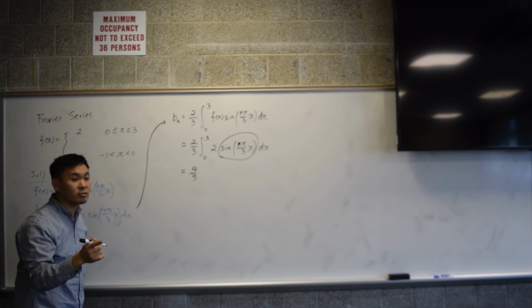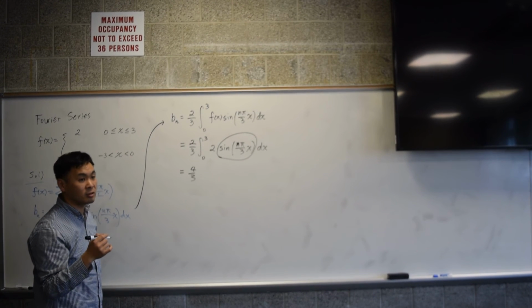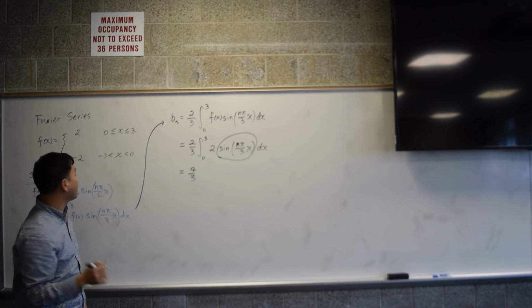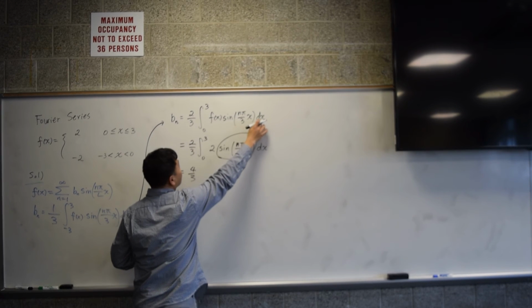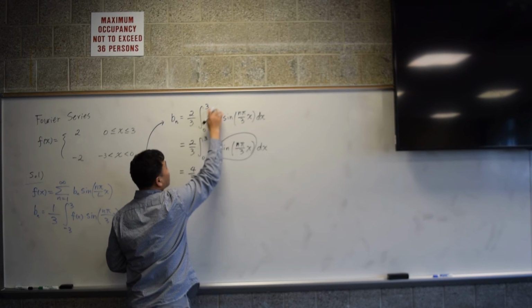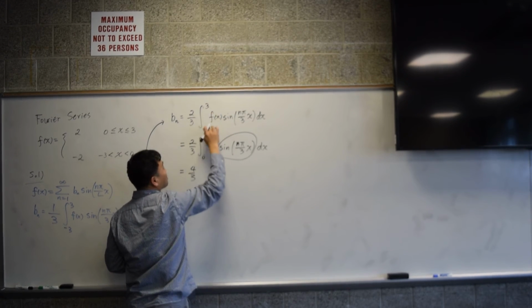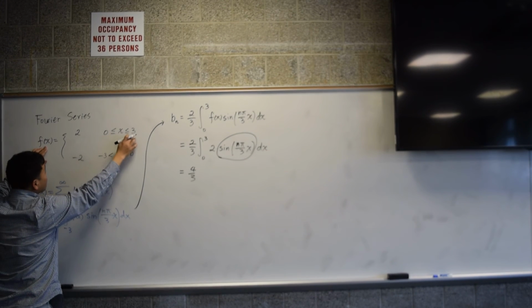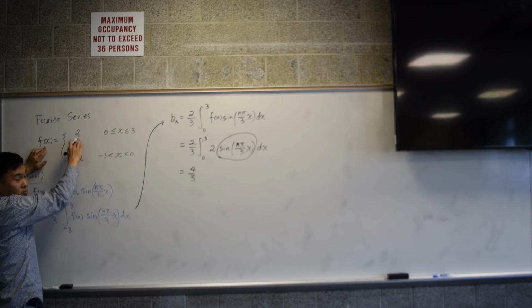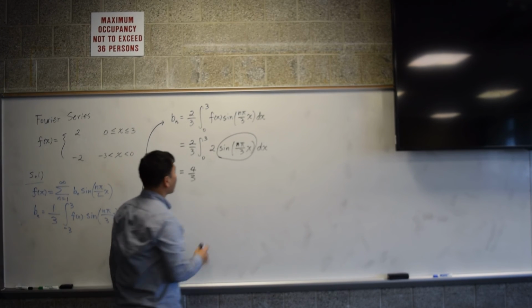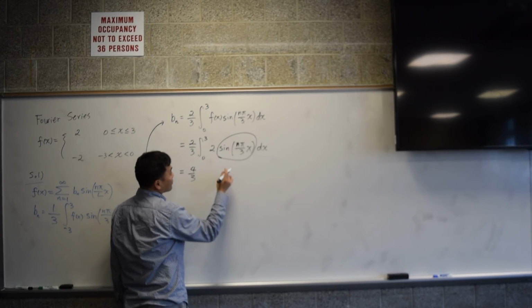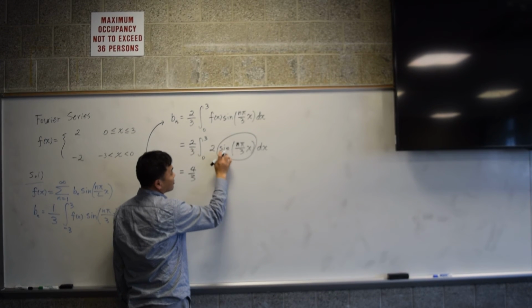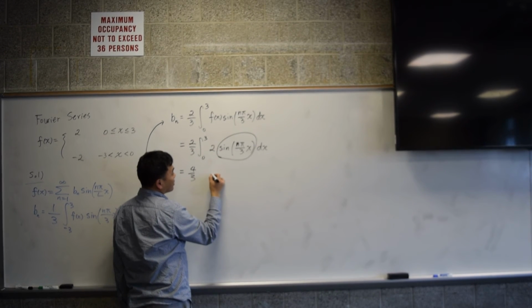In this integral, you're using the value of f of x on the interval 0 to 3, and on 0 to 3, f always takes the value of 2. So there we go. Okay, and then if you integrate sine, it gives you negative cosine.